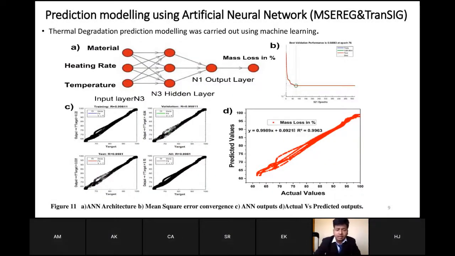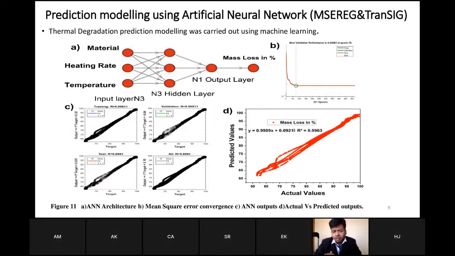So in case of response surface methodology, we got only 0.96 accuracy. So an artificial intelligence machine learning model was developed using performance and transfer function of mean square regression and tan sigmoidal, and it was rigorously optimized to get an optimum network. Finally, with a single multilayer perceptron layer and with three neurons, we were able to achieve accuracy of 0.99. In this case, the input is material, heating rate and temperature, and the output was mass loss, the thermal degradation behavior, and the prediction accuracy was very high.